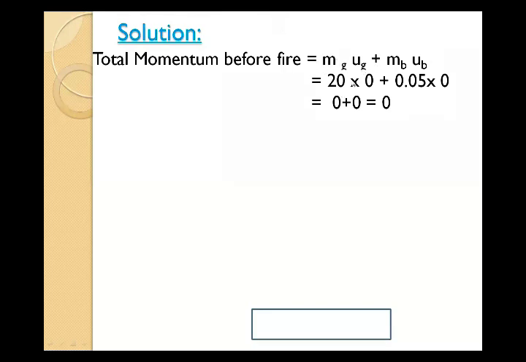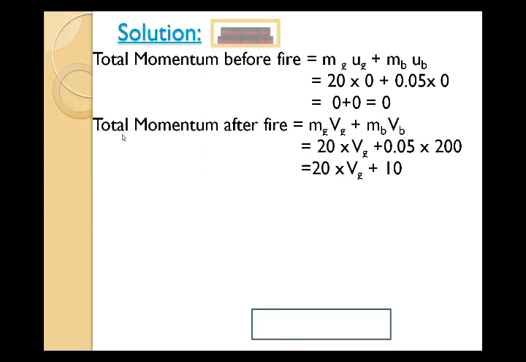Okay. So the mass of the gun is 20, and the velocity of the gun before fire is 0. The mass of the bullet is 0.05, and the velocity of the bullet is also 0. As you see, 0 is multiplied by the quantity, so the answer of the expression again becomes 0. So the total momentum before fire is the momentum of the gun plus the momentum of the bullet, which is 0. Okay. Now we are going to find the total momentum after fire.